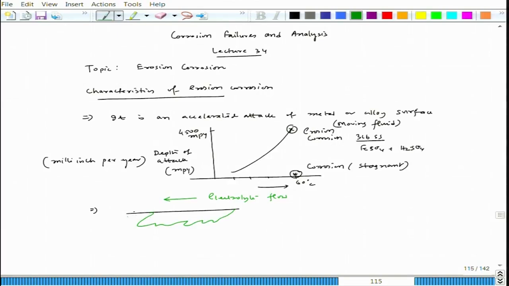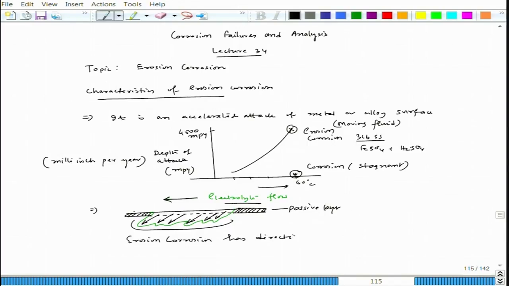Fine. And let's say this is a surface which has a layer of oxide, which is a passive layer. So this dotted line was my initial metal surface, and now the damage has taken place. And you could see that this form actually has a sort of directionality. Every time it is in an inclined way where the attack is developing, because the electrolyte flow is going this way. Fine. So that is a directionality. So erosion corrosion has a directional nature, and this is seen on the damaged surface.